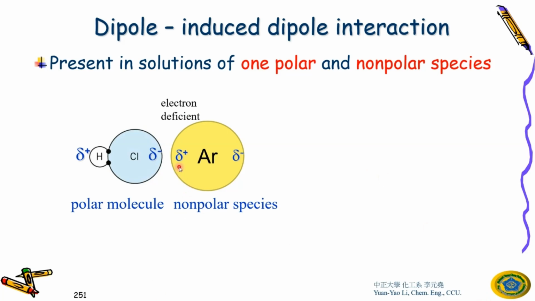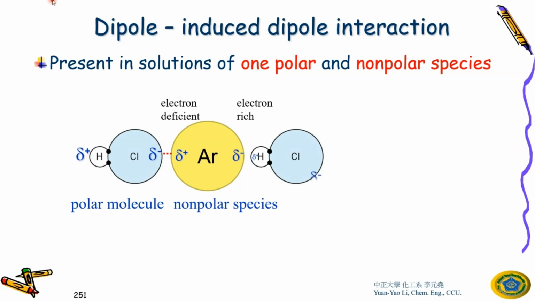This is delta plus, meaning electron depletion. Most of the electrons in the outermost shell will move away from this part because this part is negatively charged. So this region will be the electron-rich region. Then, with positive and negative charges, you will have Coulombic attraction to each other. And this is a van der Waals force.